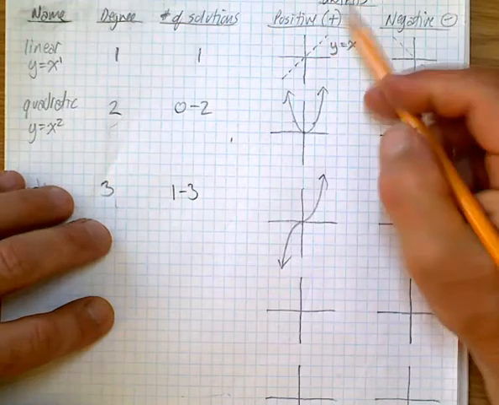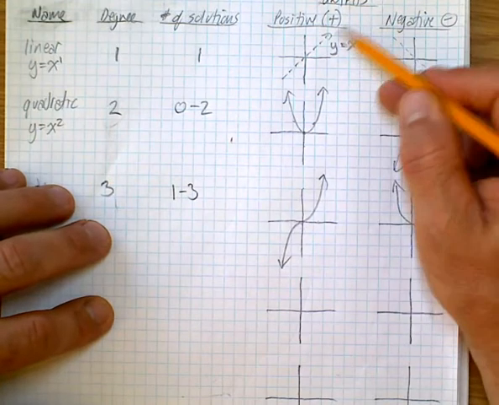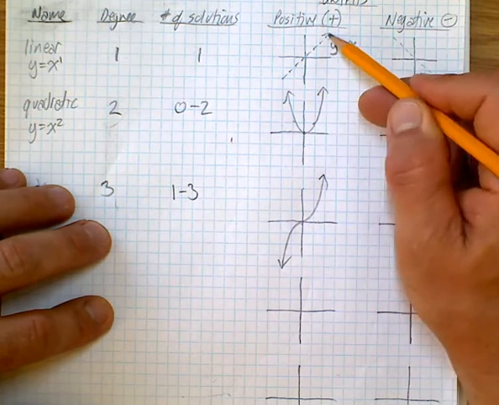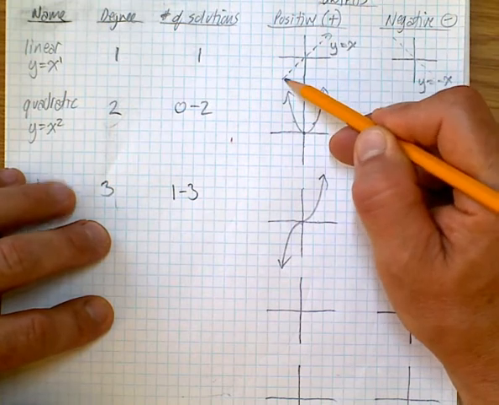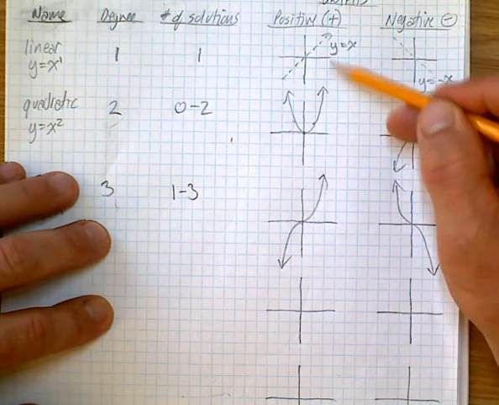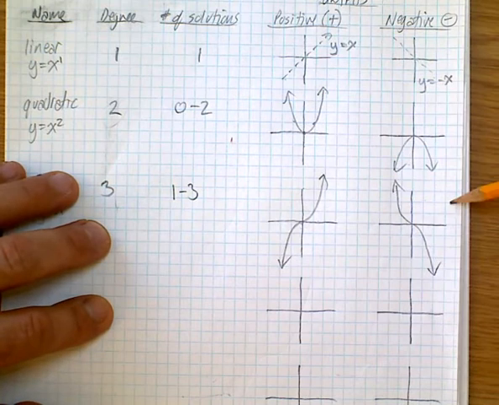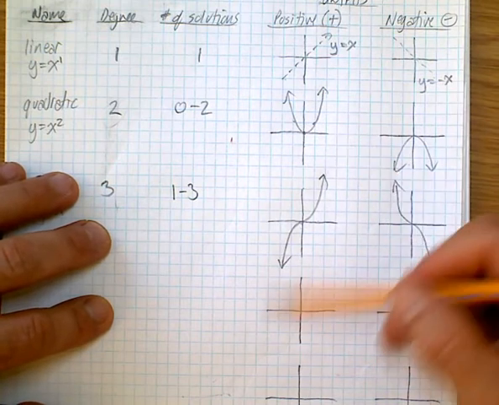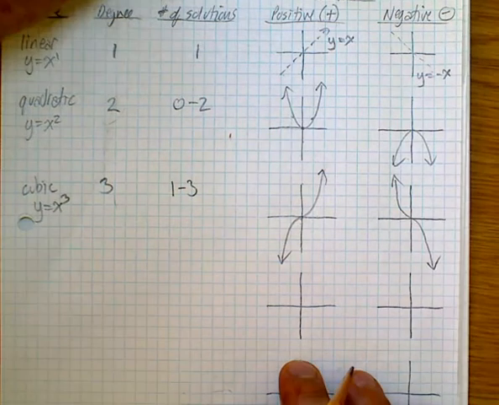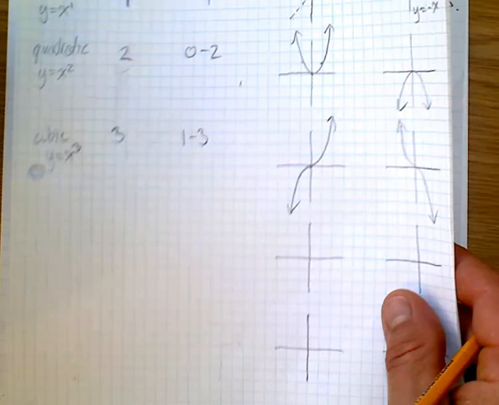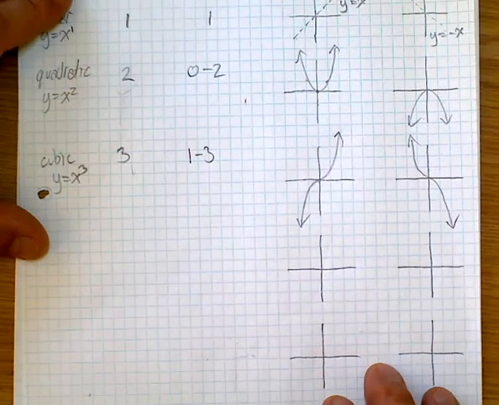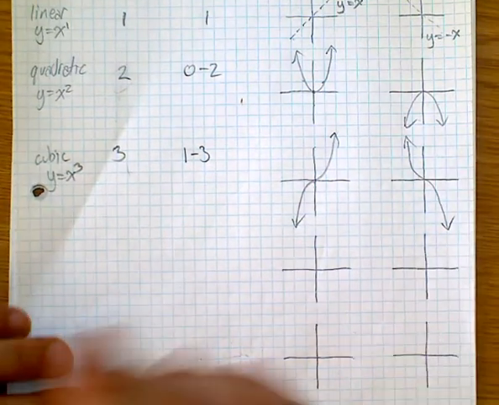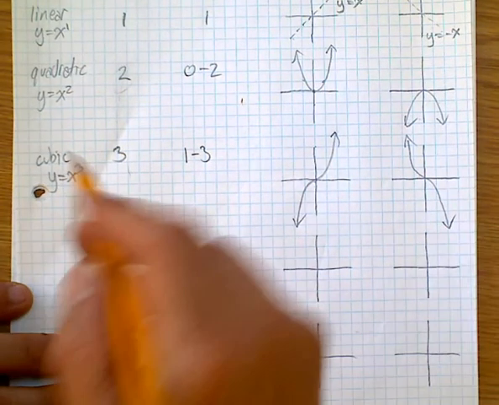The end behavior here on the left side is positive infinity. On the right side, positive infinity. On the left side, negative infinity. Here, they both go to positive infinity. Here, they both go to negative infinity. Here, this one's going up, this one's going down. So yeah, end behavior is looking at where the function is going as you go to positive infinity for x and to negative infinity for x, okay?